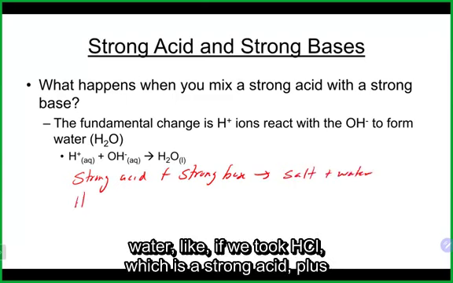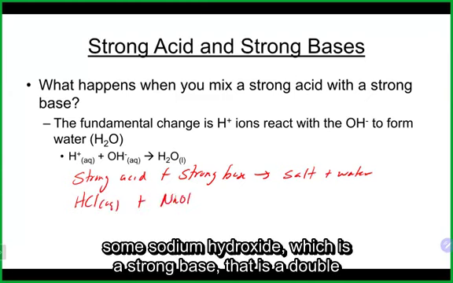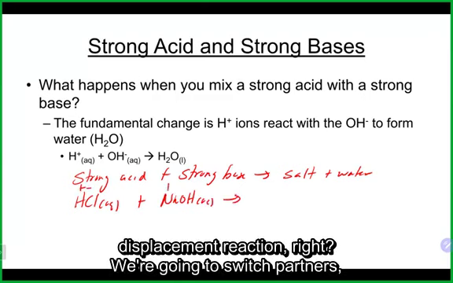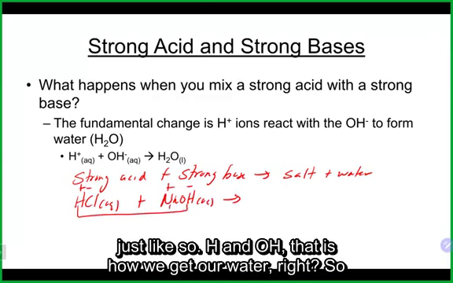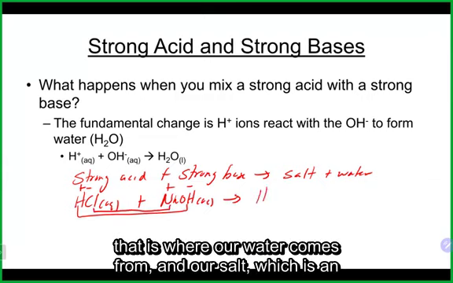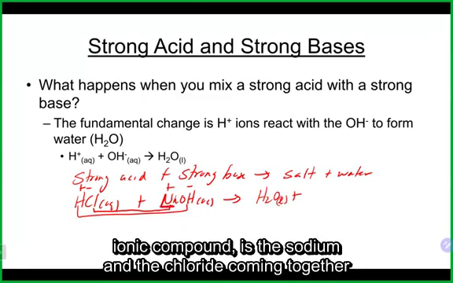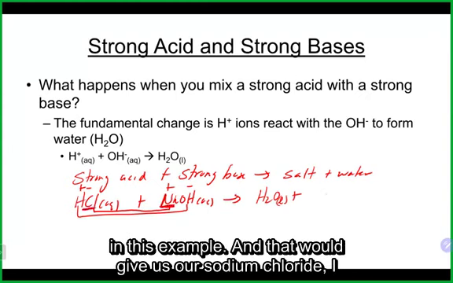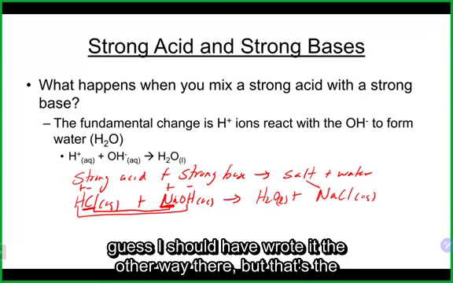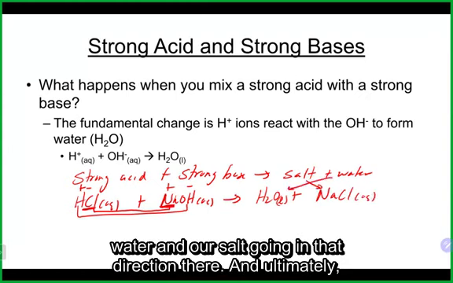Like if we took HCl, which is a strong acid, plus some sodium hydroxide, which is a strong base, that is a double displacement reaction, right? We're going to switch partners just like so. H and OH, that is how we get our water, right? So that is where our water comes from. And our salt, which is an ionic compound, is the sodium and the chloride coming together in this example. And that would give us our sodium chloride. I guess I should have written it the other way there, but that's our water and our salt going in that direction there.